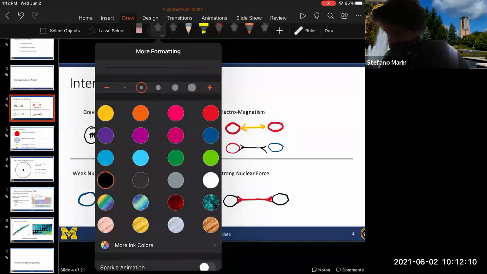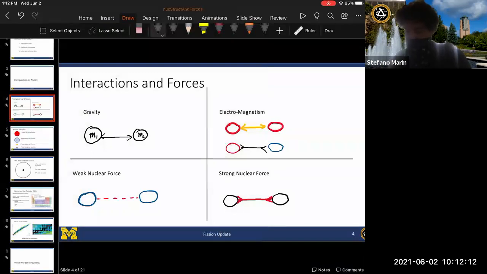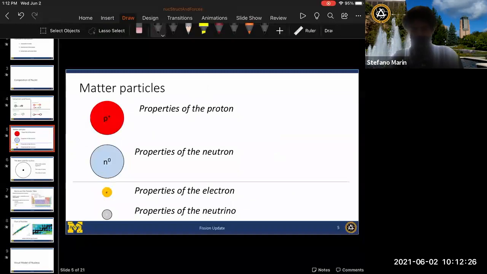Okay, so these are the fundamental forces, the fundamental interactions through which any two matter particles can interact. But we haven't really talked about what is matter and what are the fundamental blocks of matter. And that's what we do in this slide here. We're going to take a bottom-up approach where we start from the bottom and then build up things until we get to the atom. And then we're going to focus more on the nucleus in the next few slides.